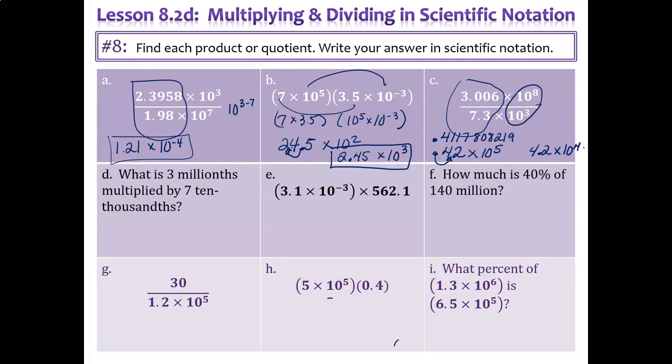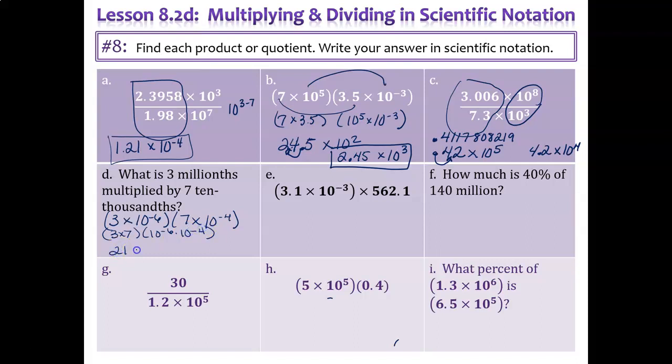Okay, D, lots of words here. What is 3 millionths multiplied by 7/10,000? 3 millionths is 3 times 10 to the negative 6. And 7/10,000ths is 7 times 10 to the negative 4. We're going to multiply 3 times 7 together, and we're going to multiply our powers of 10 together.